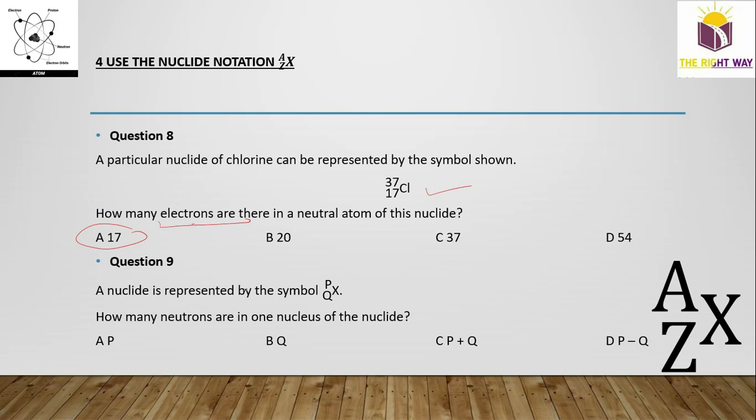A nuclide is represented by the symbol P X Q. P is its mass number and Q is its atomic number or proton number. How many neutrons are there? So neutron number is equal to A minus Z. So it is P minus Q. Where is P minus Q? There it is. D is your right option. P means atomic mass minus atomic number Q.